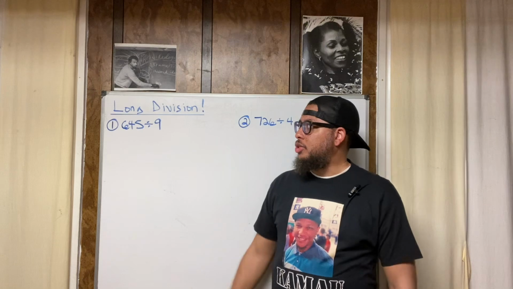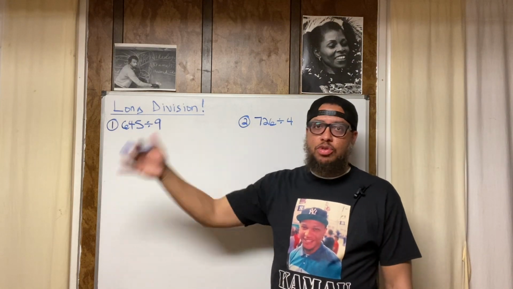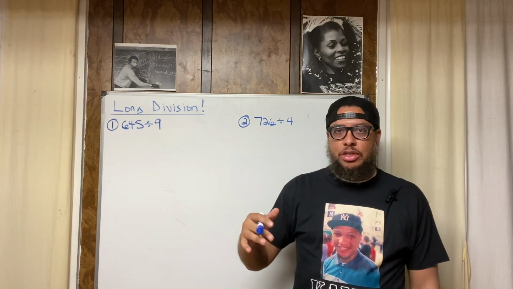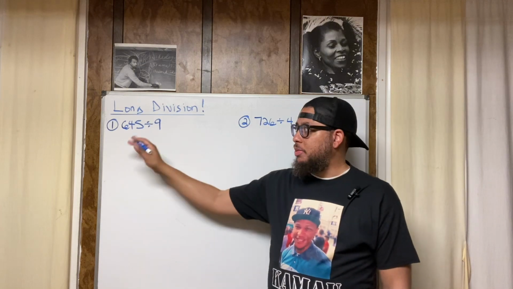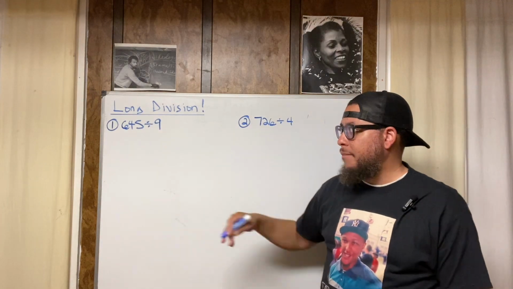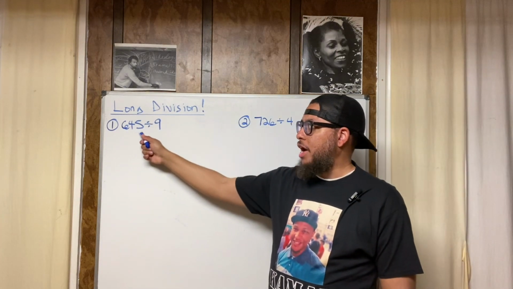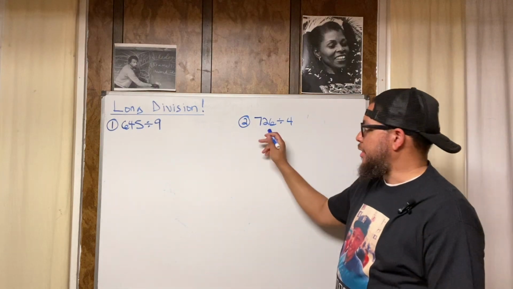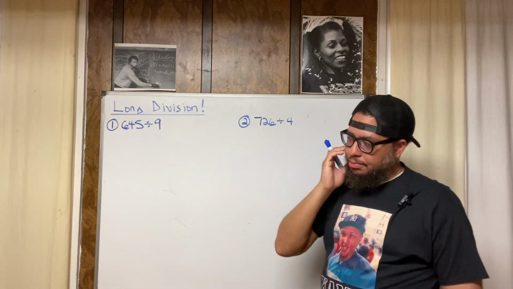So we got two problems up here, so you get a 2-for-1. Most of the time with these videos that I make, I only do one problem, but in this particular video, I'm going to do two problems. I got number one, 645 divided by 9, and I got 726 divided by 4.